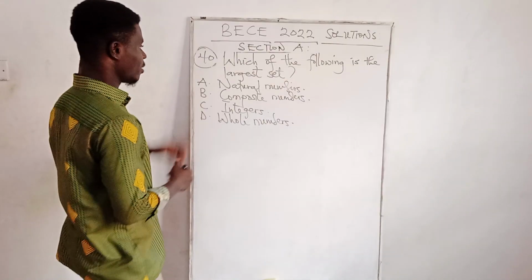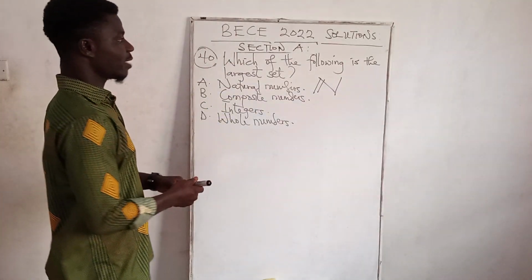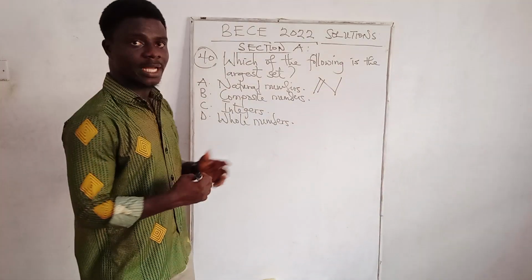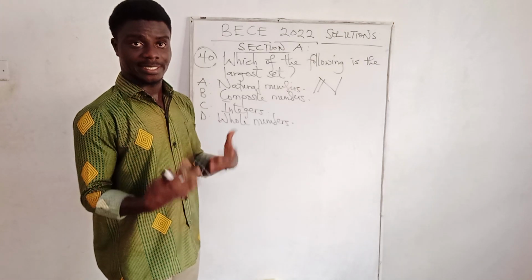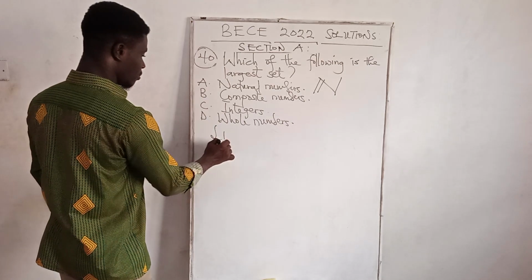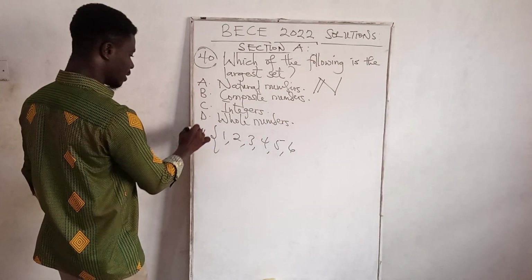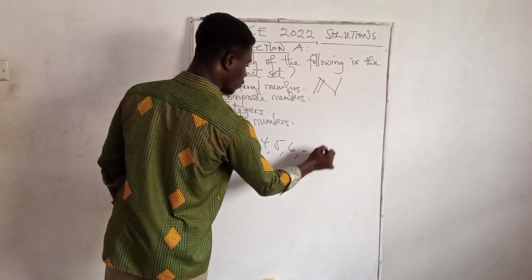We have to explain. Let's see natural numbers. The symbol is N. Natural numbers, we are dealing with what? Counting numbers. It's the same thing as counting numbers. So we start from what? 1, 2, 3, 4, 5, 6. So these are a set of natural numbers up to infinity.